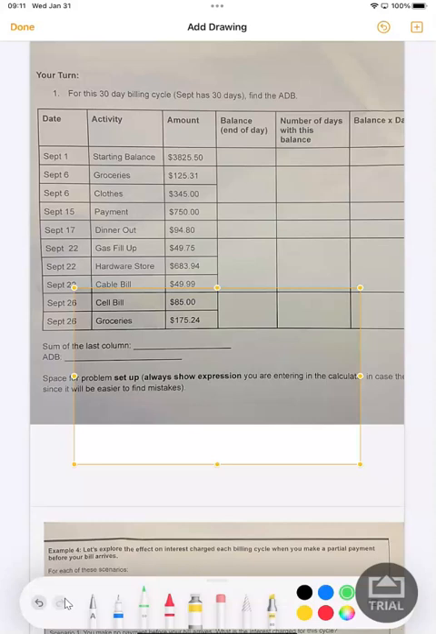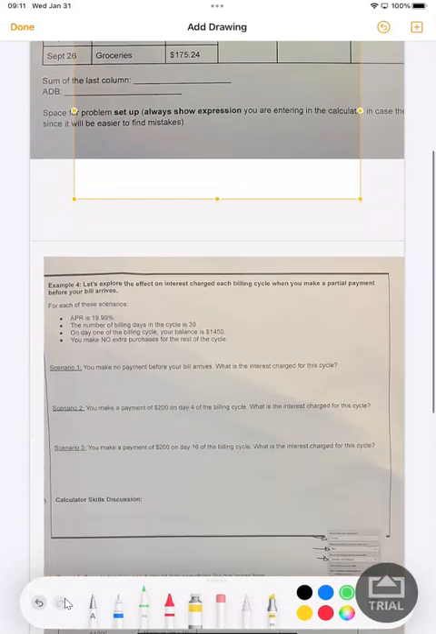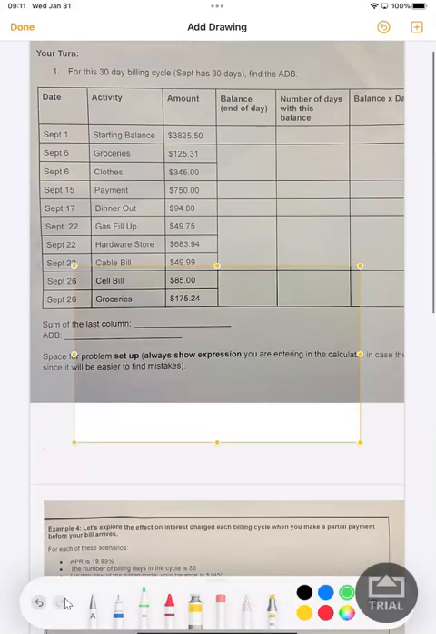Okay, this is the promised video on homework 3. I was going to talk about example 4 since class ran over time. But before I do that, I want to talk about the average daily balance, for example, number 1 on your homework.